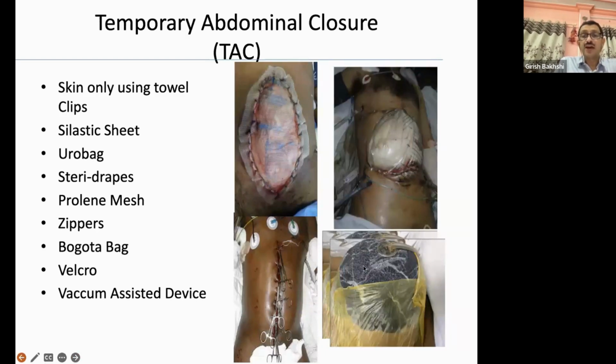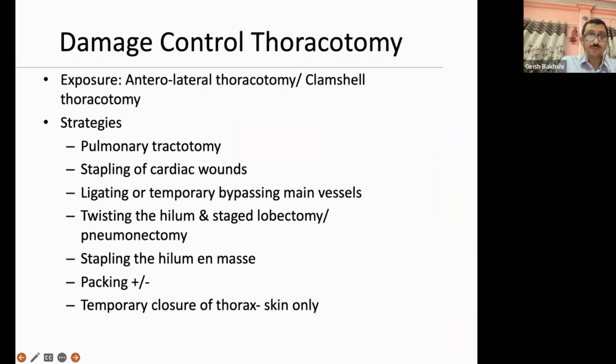Others have described even a VAC procedure to be done. Don't close the abdomen, just put a VAC dressing. But VAC has resulted in a lot of perforations resulting in sinuses, so that is what we don't want. Because of negative pressure, there should not be any perforation of the intestines. So normally we are not using that. People have used Prolene mesh. There are zippers which are available abroad, but we are not using any of this. What we normally do is take a Eurosac bag in India and apply it as a Bogota bag.